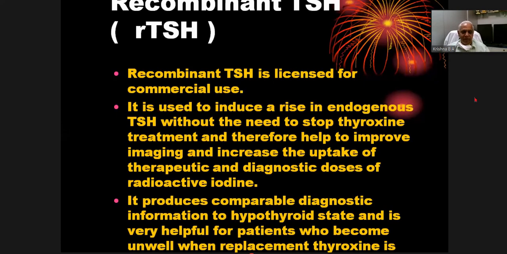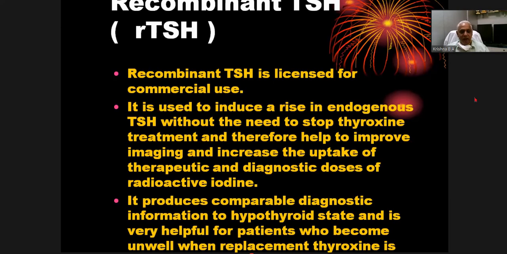The recombinant TSH is licensed for commercial use. It is used to induce a rise in endogenous TSH without the need to stop the thyroxine treatment. And therefore, it helps in imaging and increases the uptake of the therapeutic and diagnostic dose of radioactive iodine. It produces comparable diagnostic information to withdrawal of thyroxine.